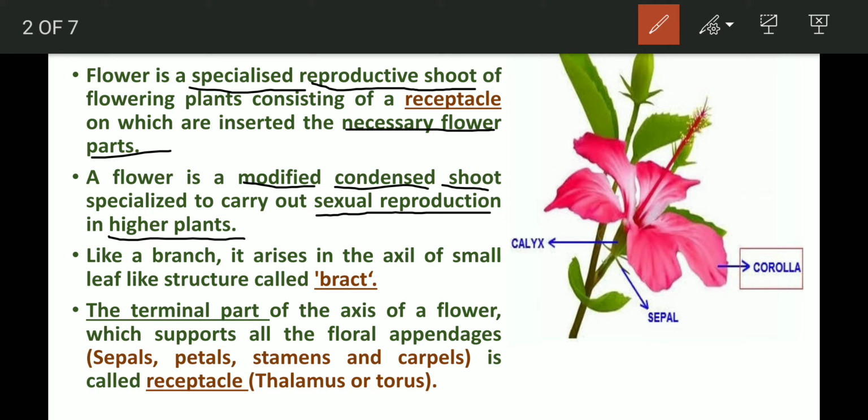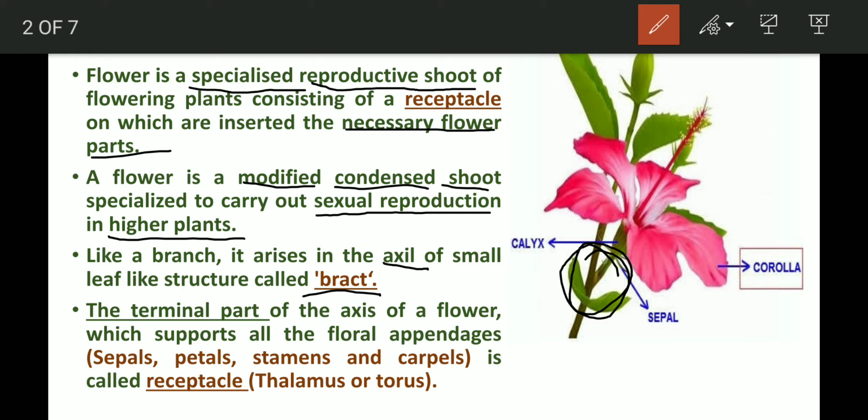Like a branch arises from the main stem. Every plant has a stem, and from the stem arise its branches. So similarly, a flower also arises as a branch, and it arises from the axil. What is axil? Axil is the portion from where the flower arises, of a small leaf-like structure that is called the bract.